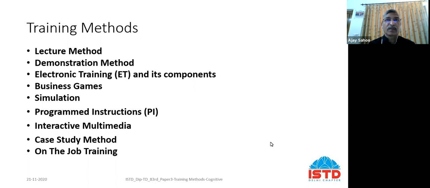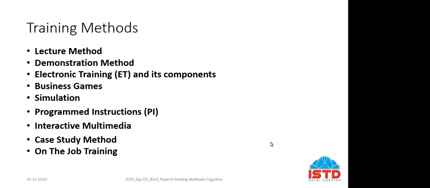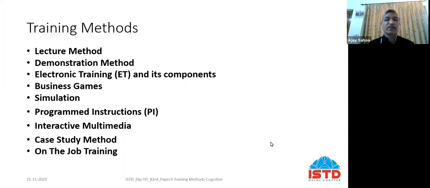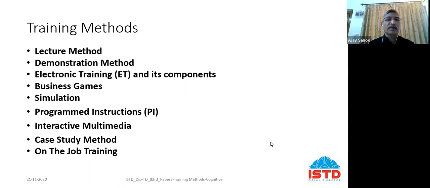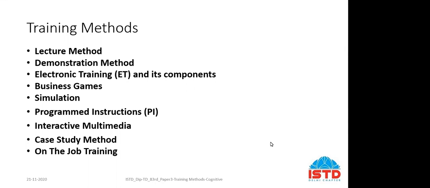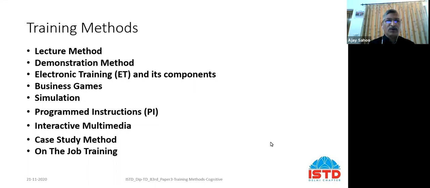Lecture method. This is the appropriate training method for which result out of the three? Knowledge. Cognitive domain. Very good. Demonstration method. That is psychomotor. Okay, right. Electronic training. Cognitive. Yes. Business game. Psychomotor. Affective also, to some extent.